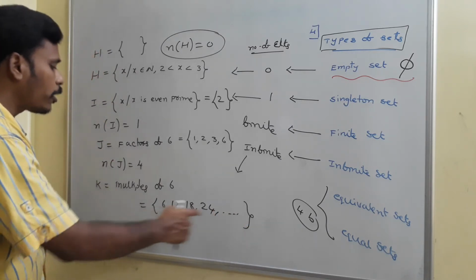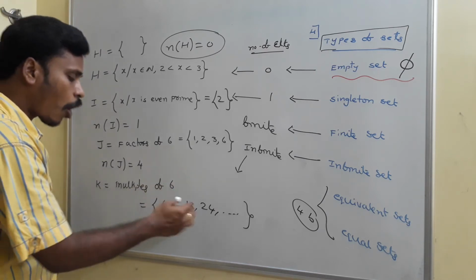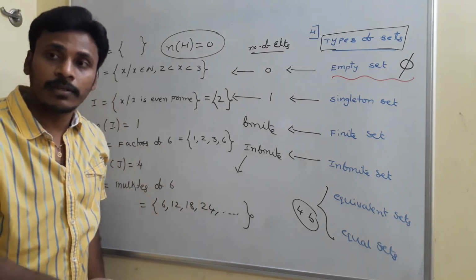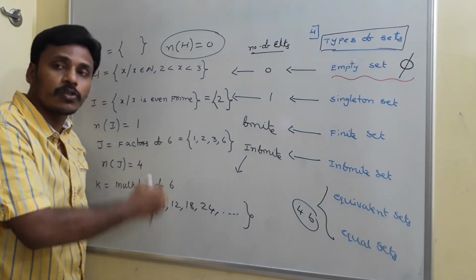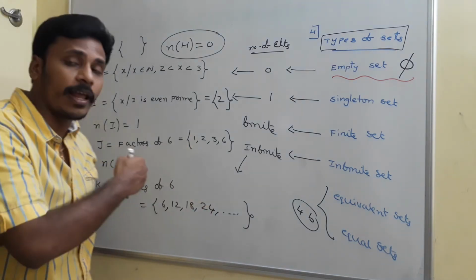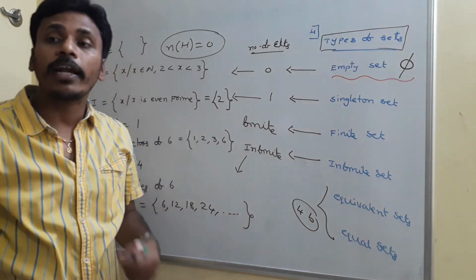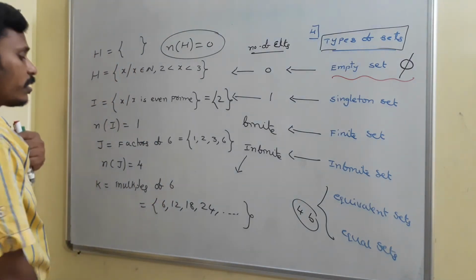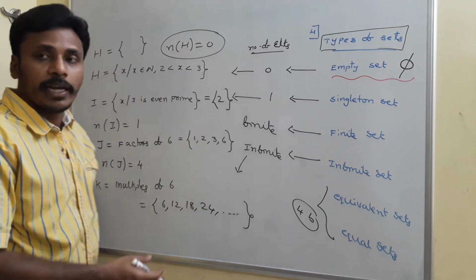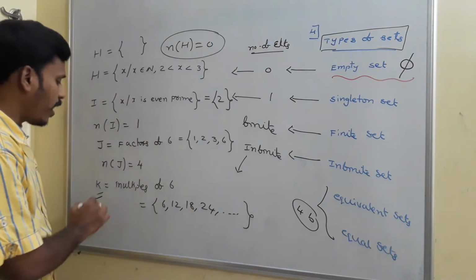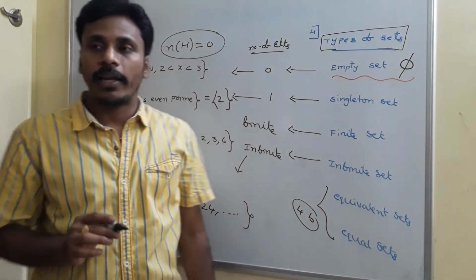Since all these are the multiples of 6, how many multiples are there for 6? Multiple means we need to multiply 6 with any other number. 6 into 1, 6 into 2, 6 into 3, 6 into 4, 6 into 5, like that. We have a chance to write an infinite number of elements. That's why, if you count the number of elements, they are uncountable, they are infinite, and that's why we treat this K as an example for an infinite set.